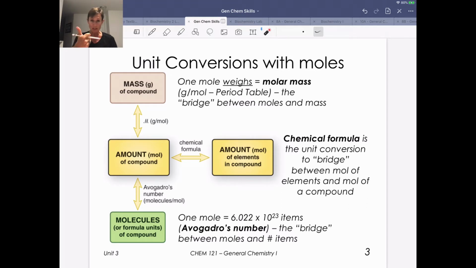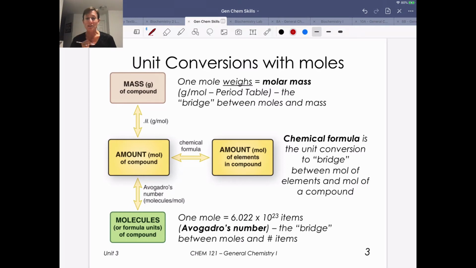So we've got molecular weight, we've got Avogadro's number, and then the third piece is something that's not quite obvious, but it allows us to change the amount in moles that we have of a compound with the amount, for example, of elements within the compound. So I'm just going to do a quick example here just to highlight.